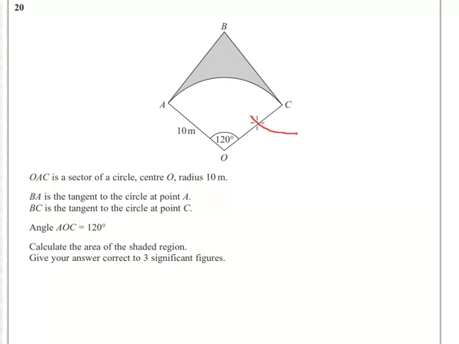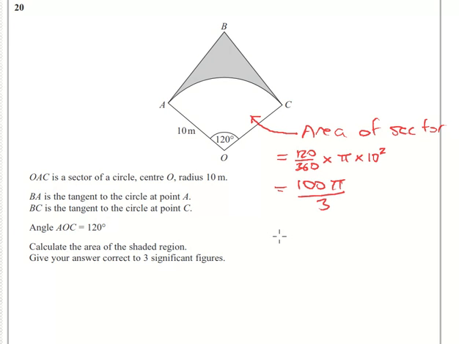I think most people will be fine on figuring out the area of the sector, because that's clearly just a third of a circle. How do I know it's a third? It's 120 over 360, which obviously cancels to a third. And I've just got to multiply that by pi r squared, which is 10 squared in this case, and that's going to give me 100 pi over 3.